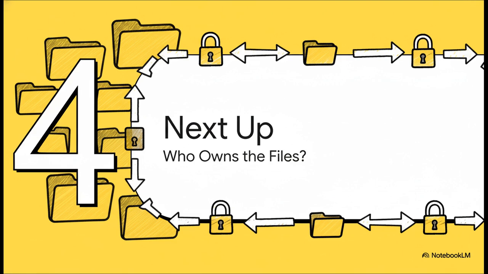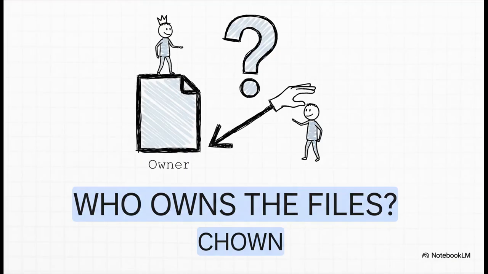But this kind of raises a new question, doesn't it? We've been talking a lot about the owner and the group, but who are they? How does the system even decide who owns a file in the first place, and how can you change that? You've mastered changing the mode, but next time we're going to explore how to change the owner with a command called chown.